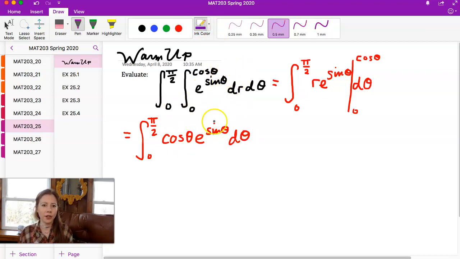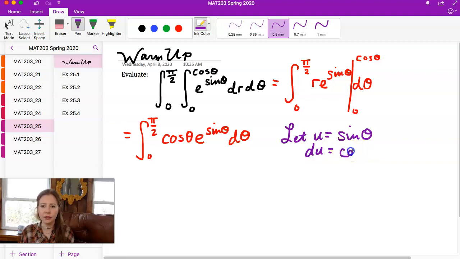So what we're going to have to do is a u substitution. So let's let u equal sine theta. That means that du is going to be cosine theta d theta. So solving for d theta, we get d theta is equal to du over cosine theta.